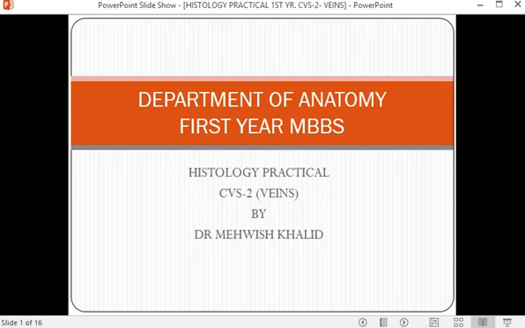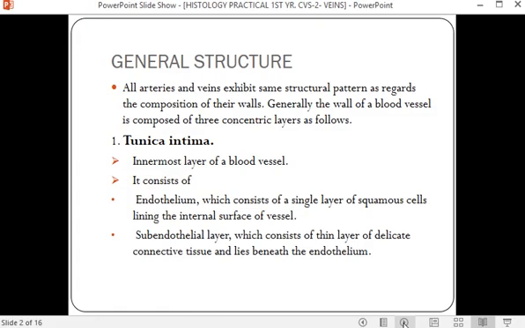Bismillahirrahmanirrahim. Today our topic of Histology Practical is veins. We'll revise the general structure of arteries and veins first, and then we'll discuss the veins in detail. All arteries and veins exhibit the same structural pattern in the composition of their walls.